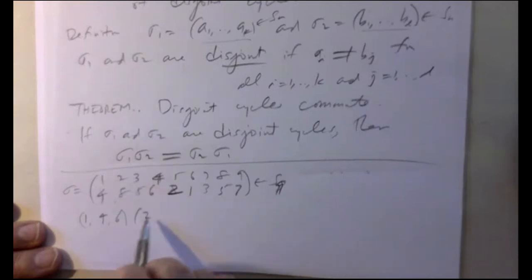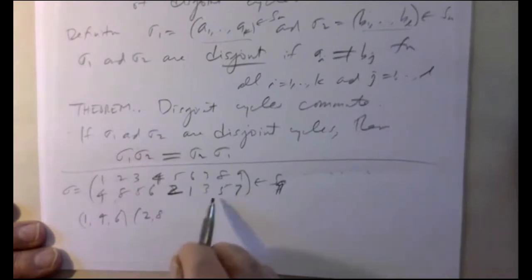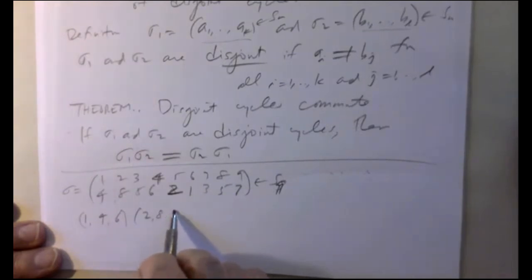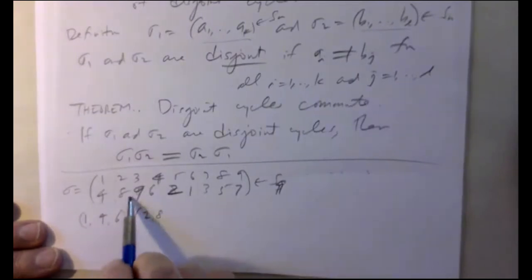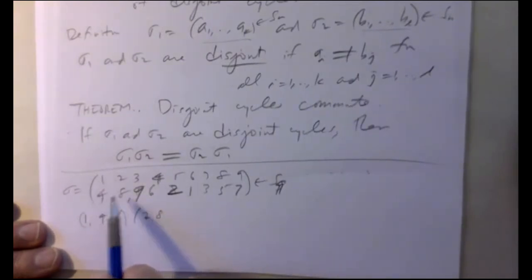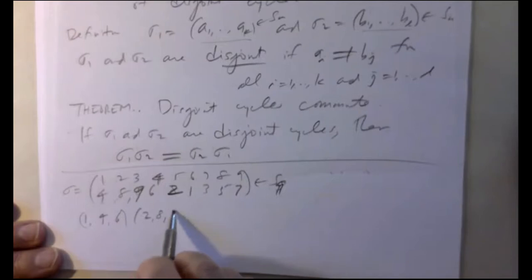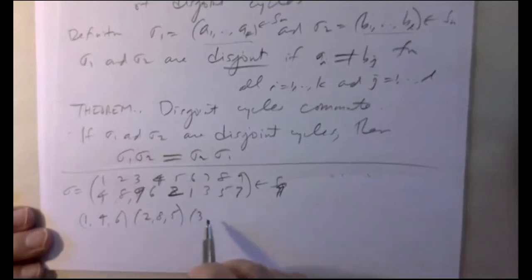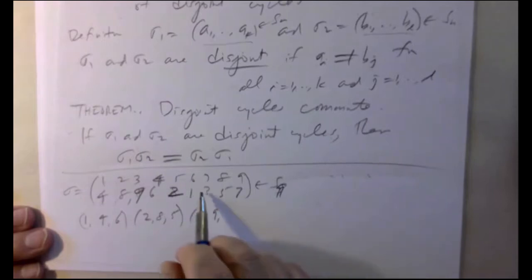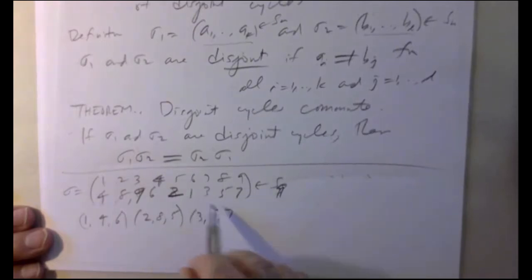What about 2? 2 goes to 8. 8 goes to, oops, I missed something. 1, 2, 3, 4. Better make this a 9 because I didn't have a 9 here. So 1 to 4, 4 to 6, 6 to 1. 2 goes to 8. 8 goes to 5. 5 goes back to 2. I haven't used a 3 yet. 3 goes to 9. 9 goes to 7. 7 goes back to 3.